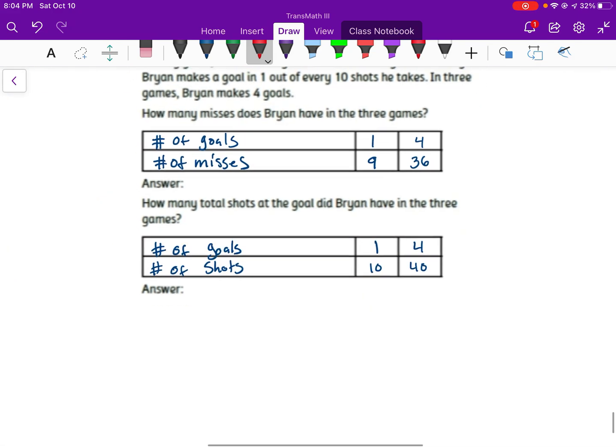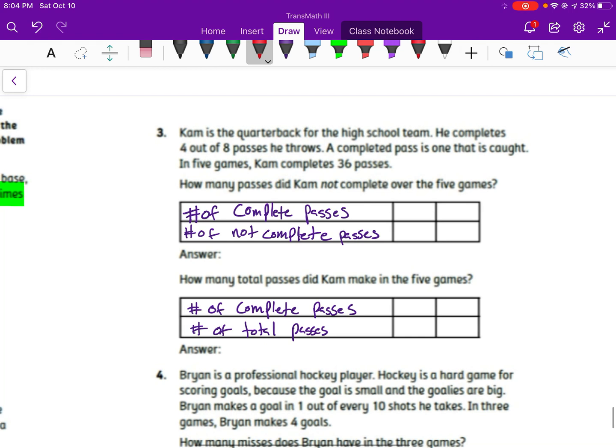All right, so in the next one, I already filled in some of them. Again, in this case, Cam is a quarterback on the high school team. He completes 4 out of 8 passes he throws. A completed pass is one that is caught. In a 5-game span, Cam completes 36 passes. So Cam completes 36 passes. That is the one thing we for sure know. So that's why number of complete passes is in both. Okay, and then in the question, how many passes did Cam not complete over the 5 games? Okay, we're getting that from the question.